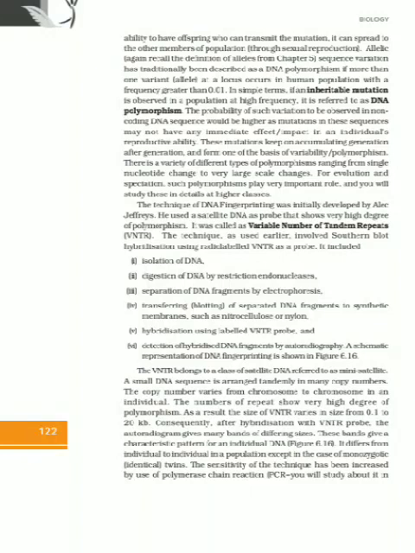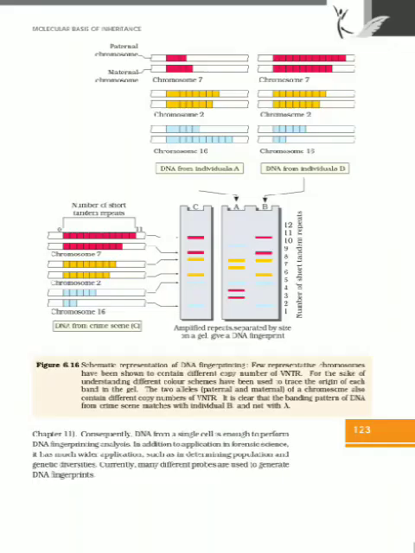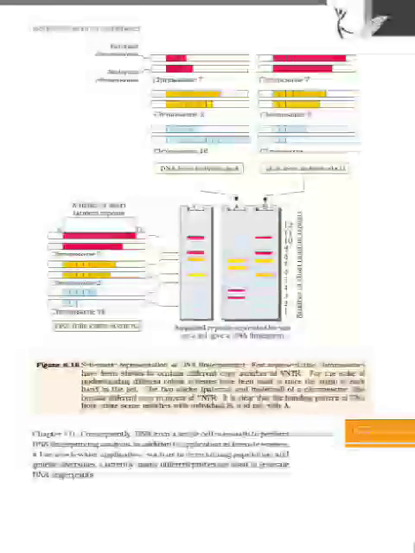The sensitivity of the technique has been increased by the use of polymerase chain reaction (PCR). Consequently, DNA from a single cell is enough to perform DNA fingerprinting analysis. In addition to application in forensic science, it has much wider applications such as in determining population and genetic diversities. Currently, many different probes are used to generate DNA fingerprints.